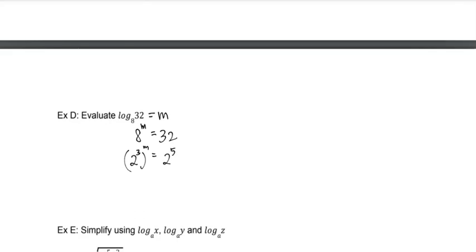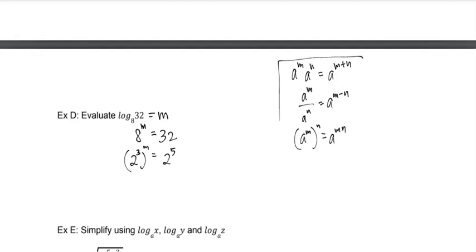So if I use my exponent rules, and a reminder, your exponent rules are a to the m times a to the n is equal to a to the m plus n. A to the m divided by a to the n is equal to a to the m minus n, and a to the m to the n is equal to a to the mn. These are important exponent rules that we're going to be using. And most people have these memorized already because you've learned them, I think, maybe since grade 9. I don't remember exactly at this moment when you do learn the exponent rules.